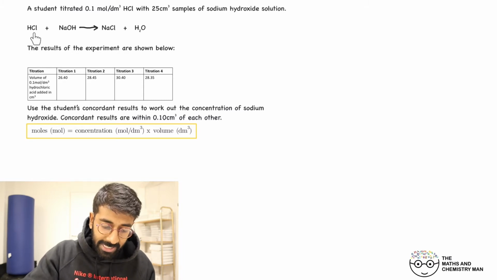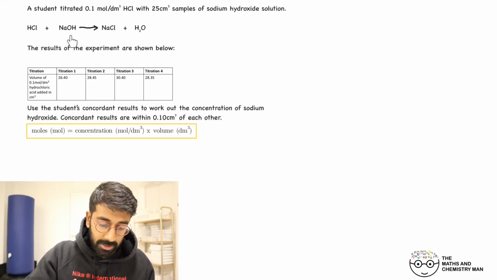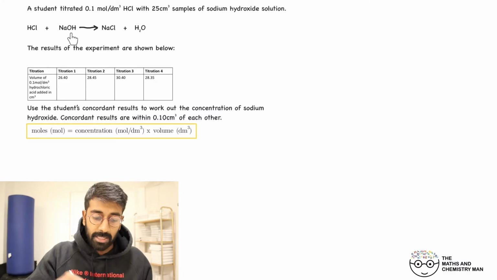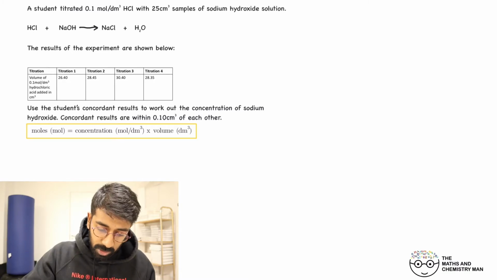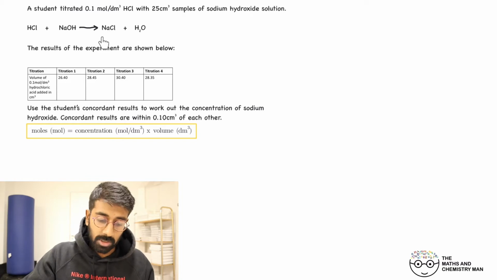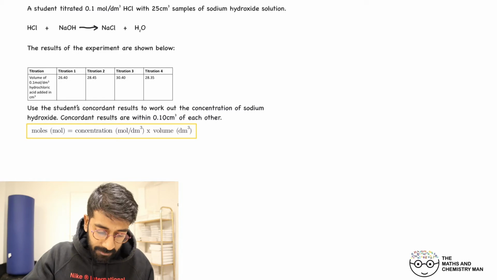So here's the reaction. We've got HCl and NaOH, right? That's your sodium hydroxide and your HCl. They react together, and what you get is a neutralization reaction occurring. So you get water produced and a salt, which is sodium chloride. Now we've got some results of your experiment. Here's the titration, and there's your results.